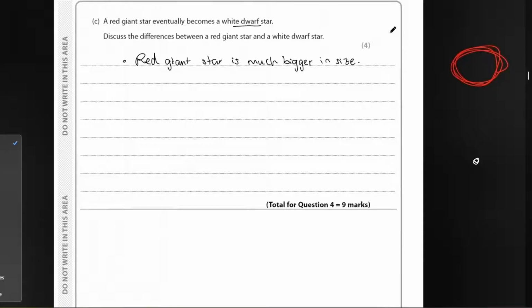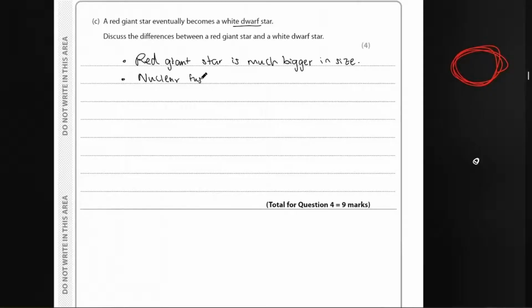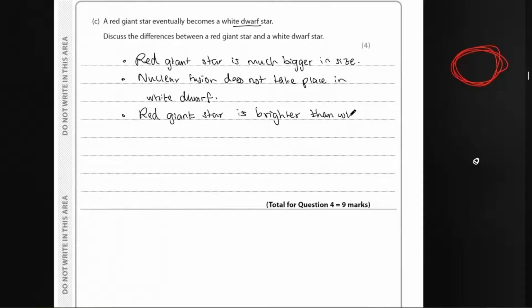What else can we say? We need to state 4 points. We can say that the fusion reaction takes place in a red giant star, but it's not there in the white dwarf star. So nuclear fusion does not take place in a white dwarf. That's why it does not emit a lot of radiation. So a white dwarf is not as bright. So a red giant star is brighter than a white dwarf. So 3 points altogether so far.